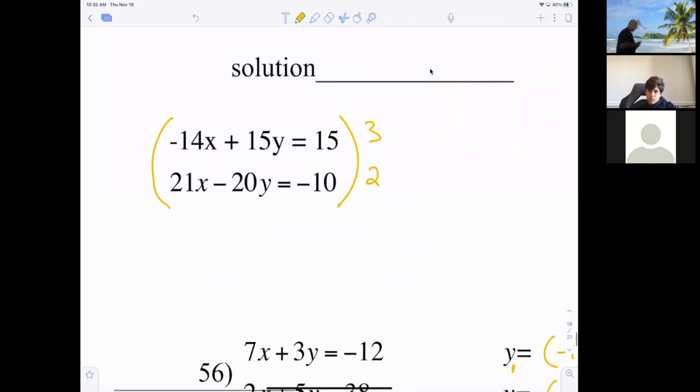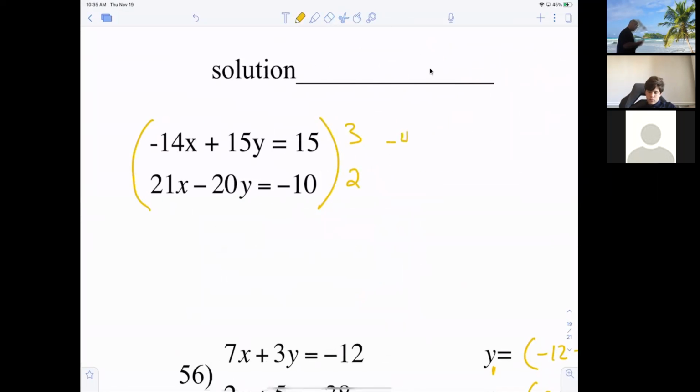Now, when I do that, that becomes negative 42x plus 45y equals 45. 42x minus 40y equals negative 20. Are you with me on that step, Alden? Oscar, are you with me on that step? Now we can just add them together.